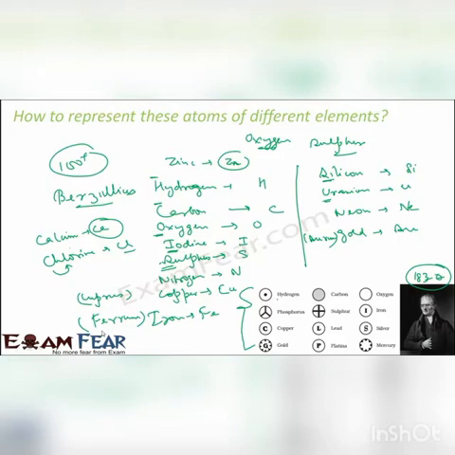Okay, so this is how these atoms of different elements are represented. We don't use the symbols suggested by Dalton because there are so many elements, it's difficult to remember. For example, it's difficult to remember that this is hydrogen and this is carbon. But hydrogen is H, carbon is C, oxygen is O. It is a little easier to remember.